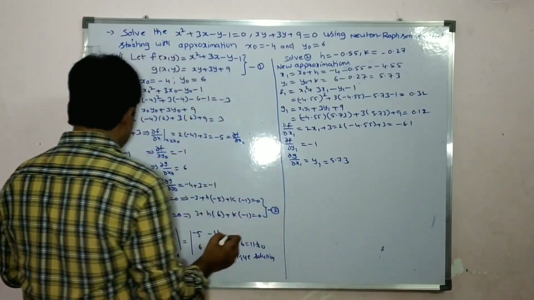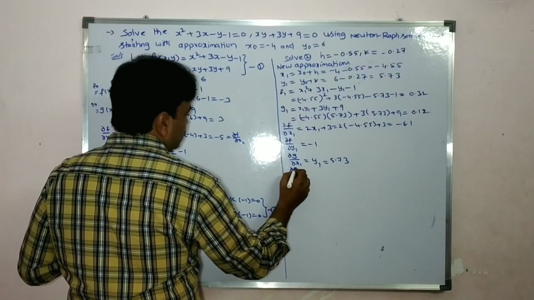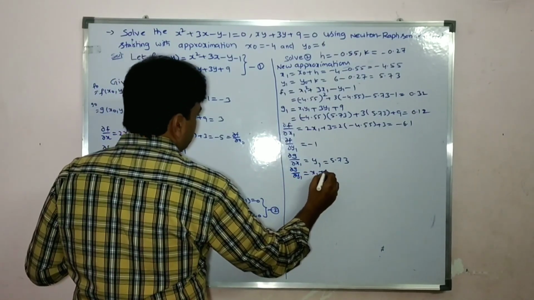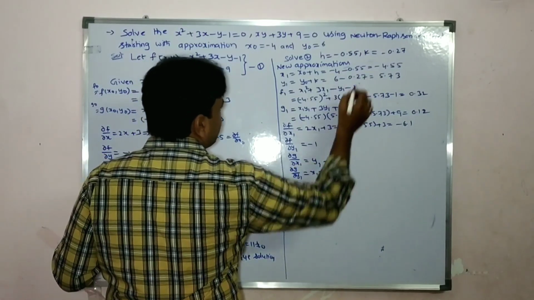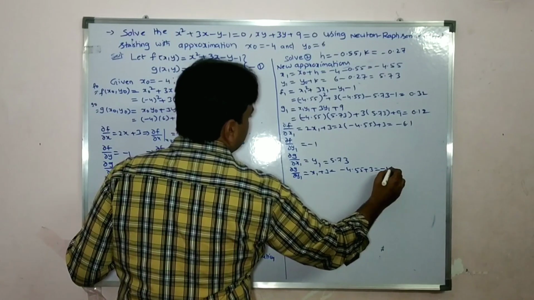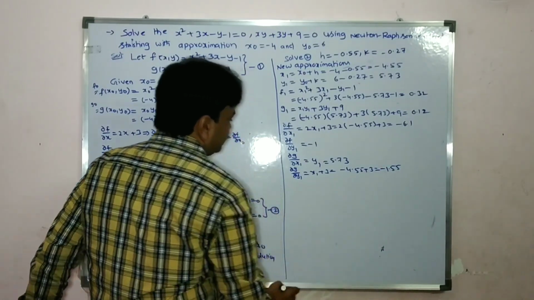5.73. ∂g/∂y1. So that is equal to x1 + 3. So what is x1? -4.55 + 3. So that is equal to -1.55.